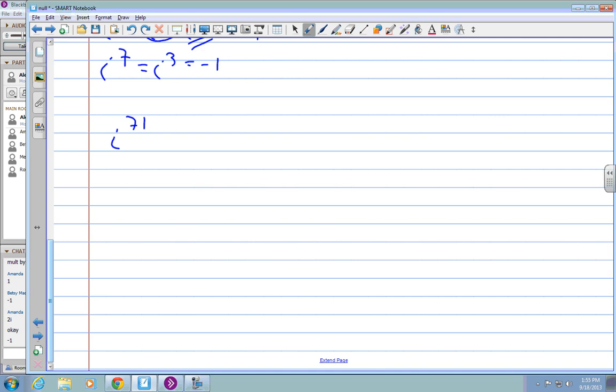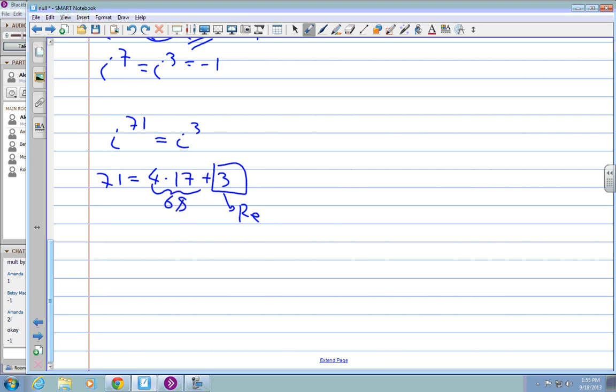3, right? Should be less than 4, right? 71 equals 4 times 17 plus 3, right? That's 68. So the remainder is 3. That's the remainder. So i to the power 71 is the same as i cubed.